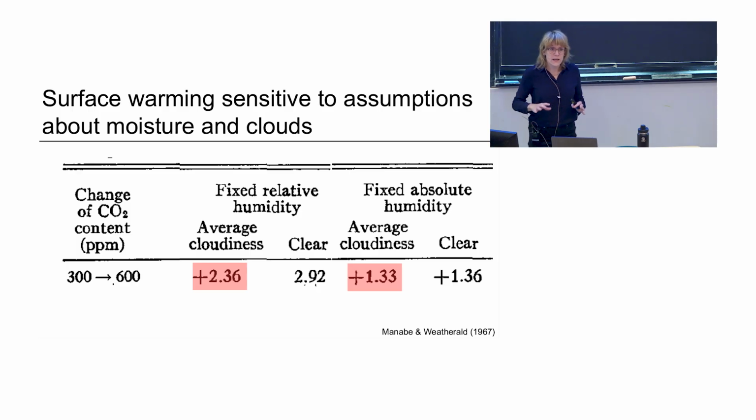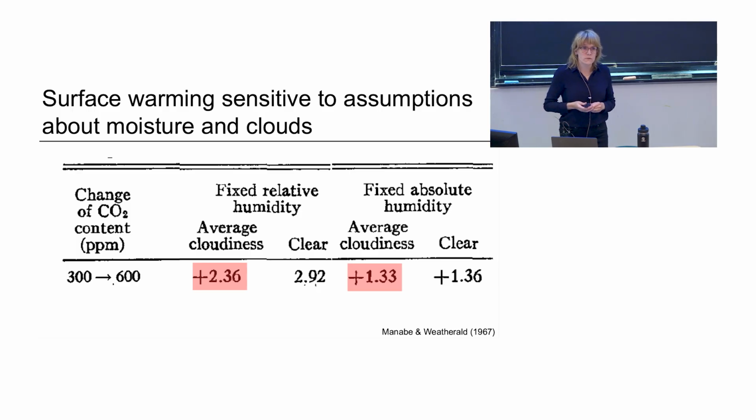And even today, this continues to be a major source of uncertainty in climate modeling, that clouds are very complicated and they're very small scale, very multi-scale. And so we're continually challenged to do better at representing them. So this paper was amazing for many reasons.